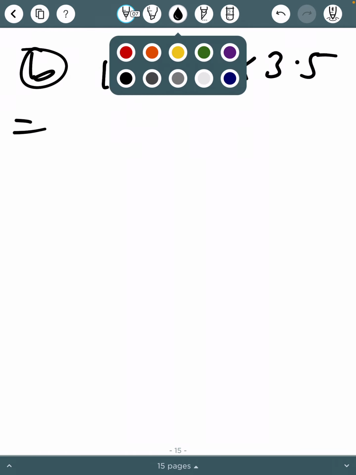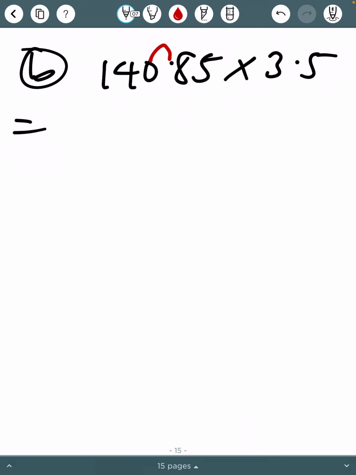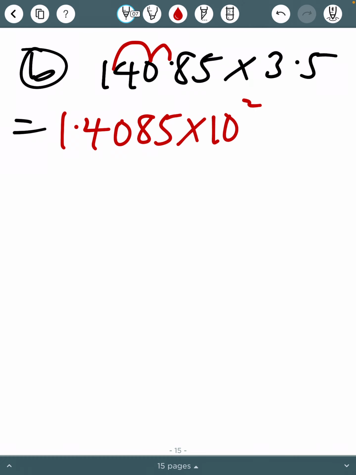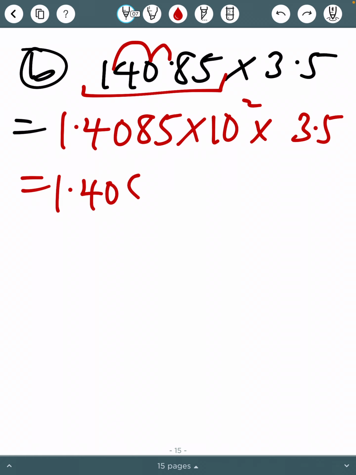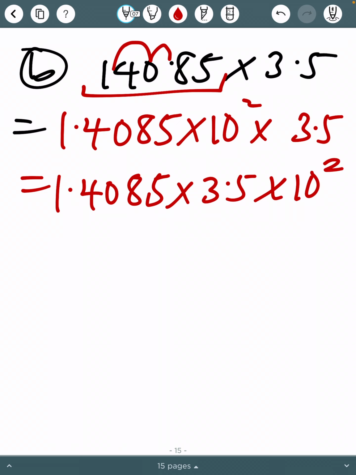140.85 is the same thing as 1.4085 times 10 raised to the power 2 times 3.5. So this one alone will change to 1.4085 times 10 raised to the power 2. So I can rearrange. If I rearrange, I'll get 1.4085 times 3.5 times 10 raised to the power 2.